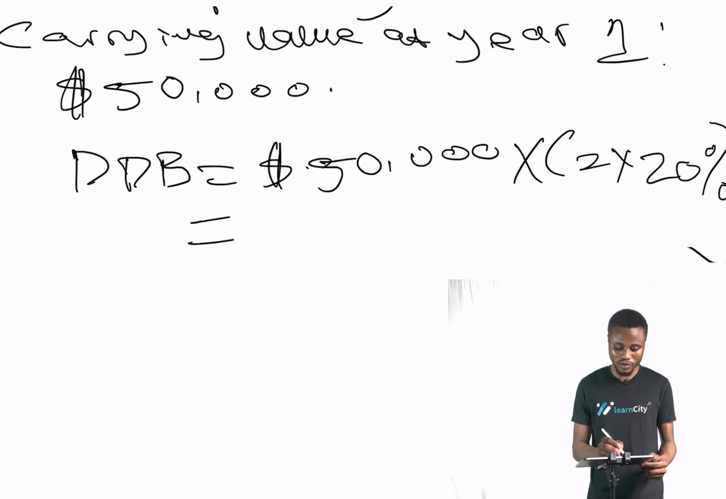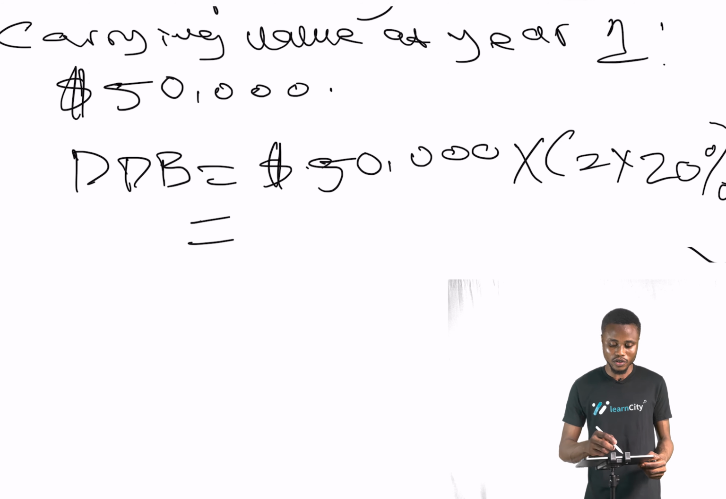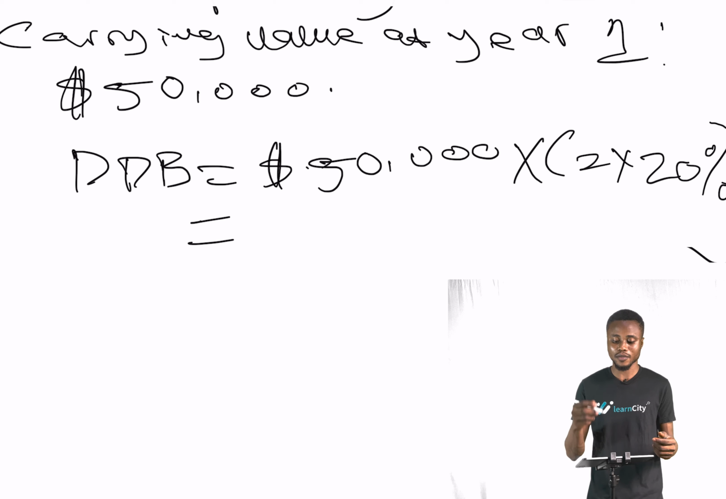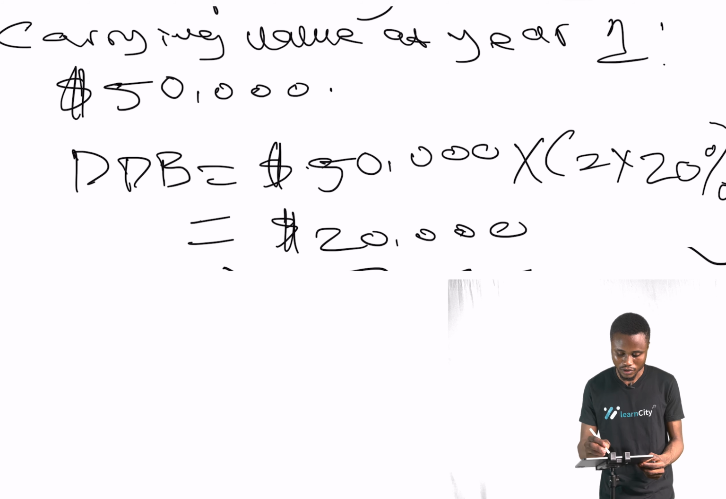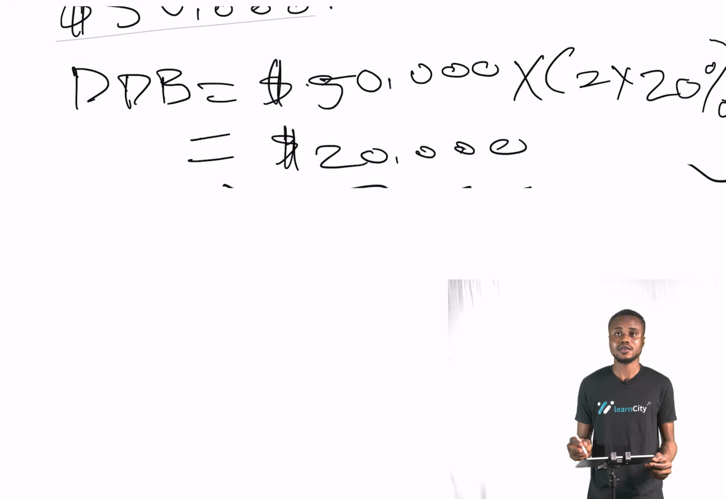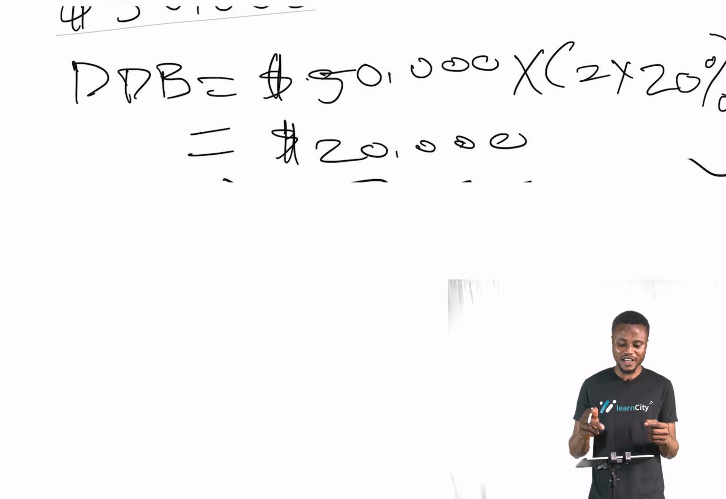If you perform this simple calculation with your calculator, you multiply 50,000 US dollars by 2 multiplied by 20%. To break this down, it will be 50,000 dollars multiplied by open bracket 2 multiplied by 0.20, because if you break this 20% down, it is 20 divided by 100, which gives 0.20. If you do that, you are going to get $20,000.